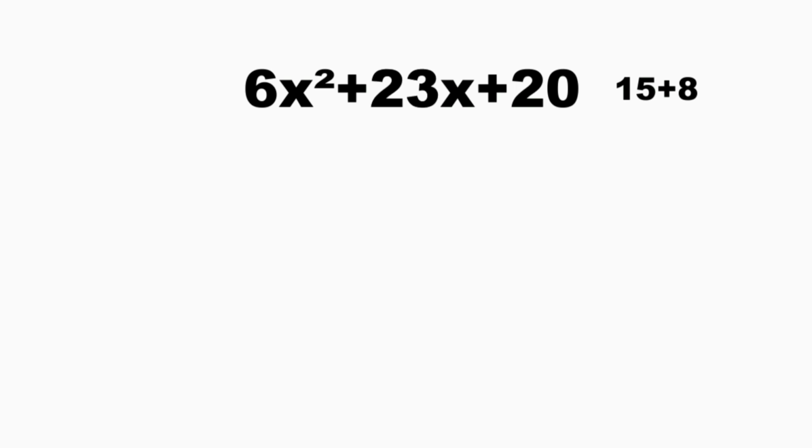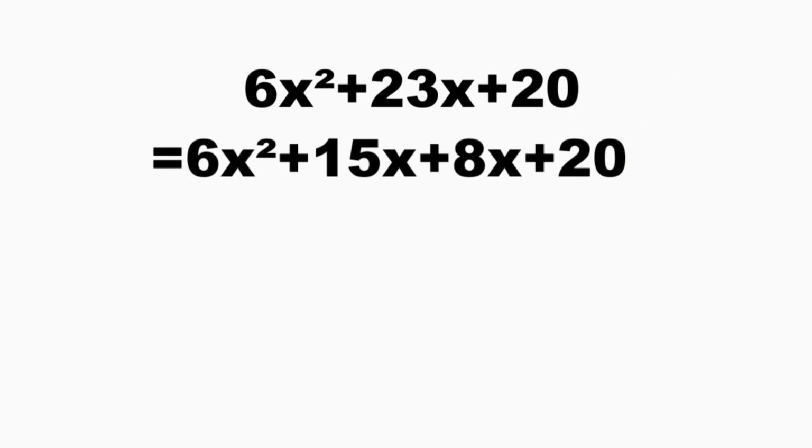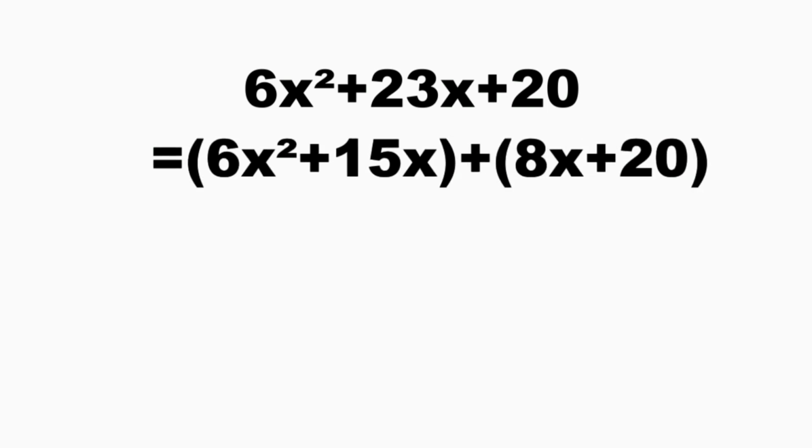So we have here 6x², the same 6x², but the 23 we have to separate into 15x and 8x, and when you add these, the result is 23x, and the last term, just copy the last term, 20. Then we are going to group. So group 6x² and 15x, and 8x plus 20.